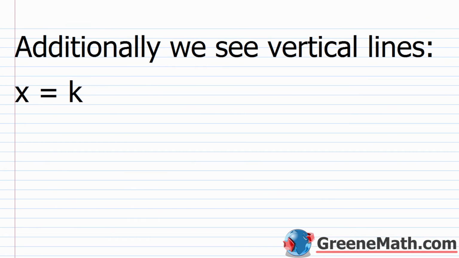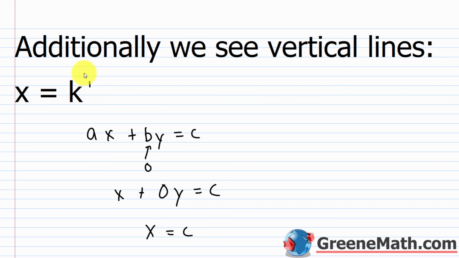All right, so additionally, kind of the last thing we're going to talk about in this lesson, we will see vertical lines. So this is where x equals some value. So again, I go back to my ax plus by equals c. Well, in this case, b is 0, right? So ax plus 0y equals c. For simplicity, let's just say a is 1. So we have x plus 0y equals c. 0 times anything is just 0. So this simplifies to x equals c, or in this case, we just put k.